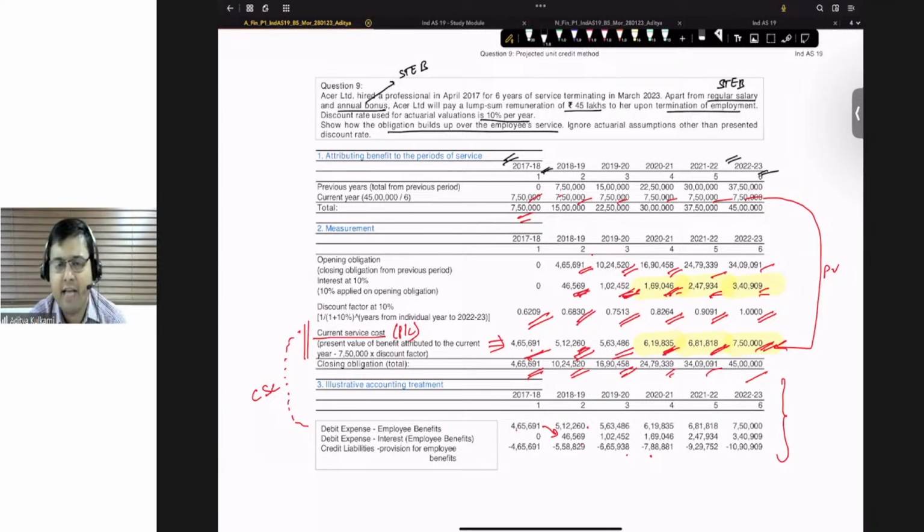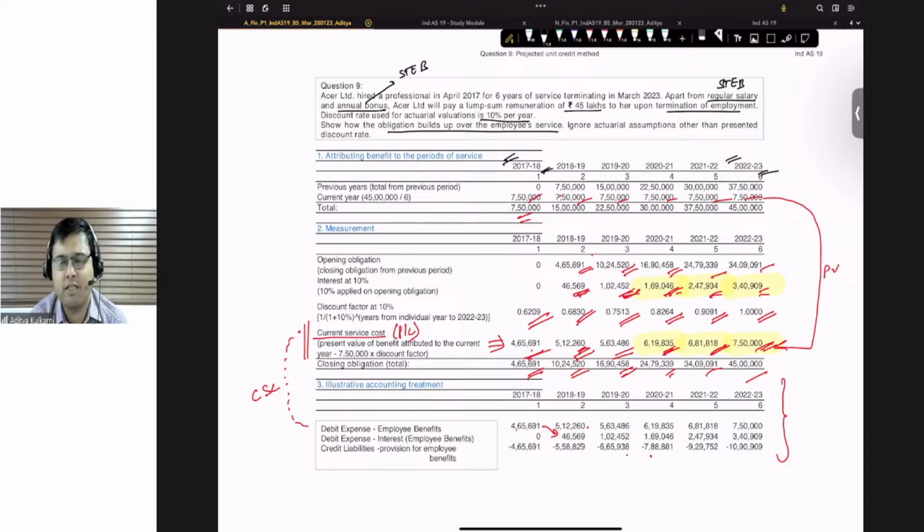So 45 lakhs I have to pay, which is for 6 years of service. 45 by 6 is 7,50,000. So the value of each unit is 7,50,000 in future value terms. Once that is done, that is attributing the benefit to the periods of service. But this much is not enough.